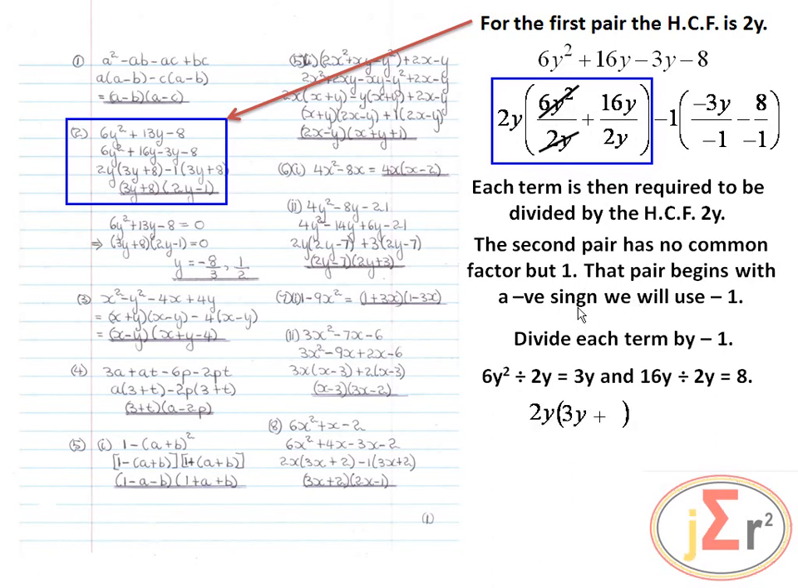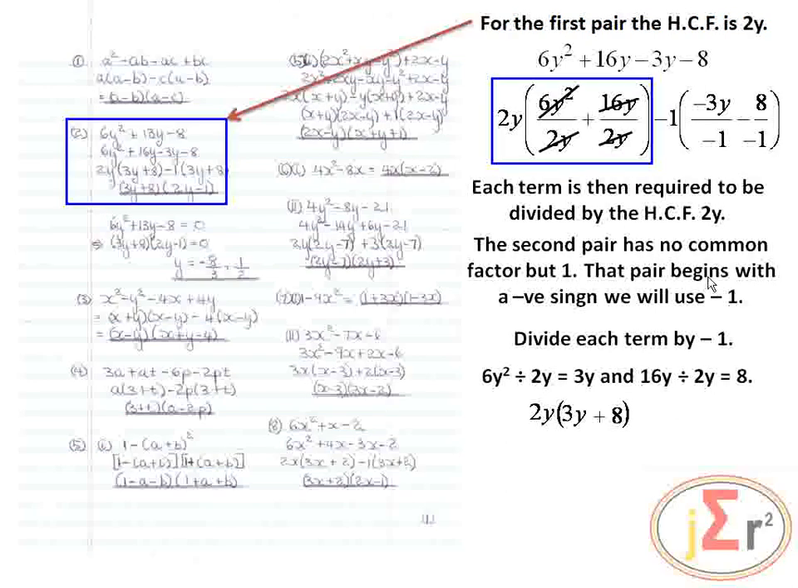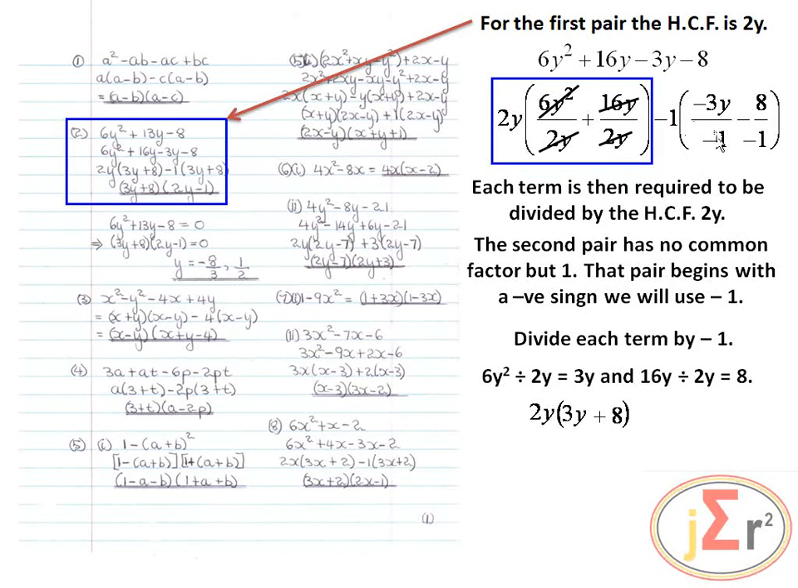So we have 3y there, and of course the y's will cancel, and 2 into 16 is 8. Over here, what do we have? Well, we are dividing by a negative 1. If we are dividing by 1, the numbers will be exactly the same. Only the signs we need to adjust. So, negative into negative is positive. Negative into negative is positive.